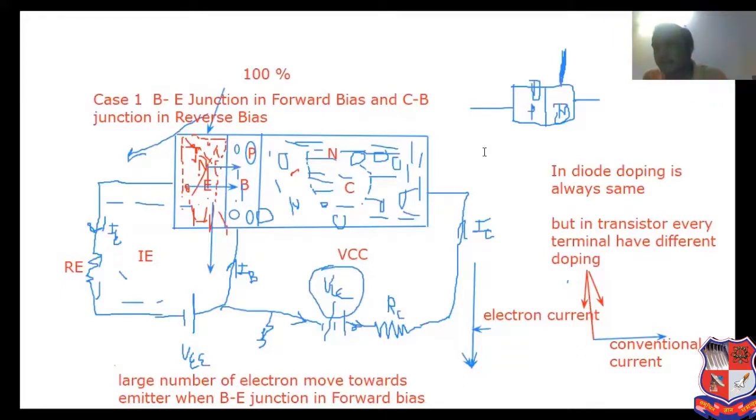Explain NPN transistor operation: a question can be asked like that. Explain transistor operation or explain NPN transistor operation. It is case number 1. In total, four cases are discussed in this particular lecture. So this is the complete topic related to case number 1.